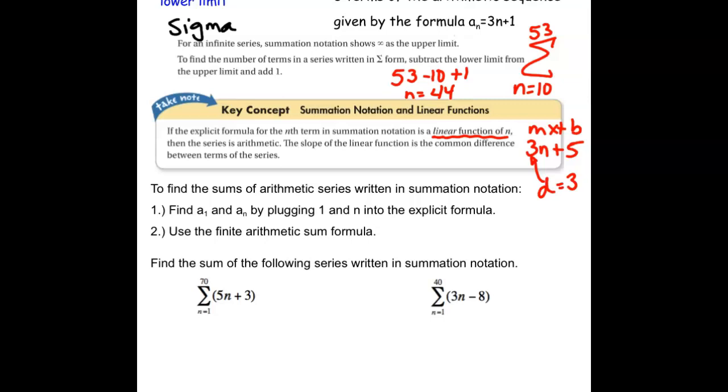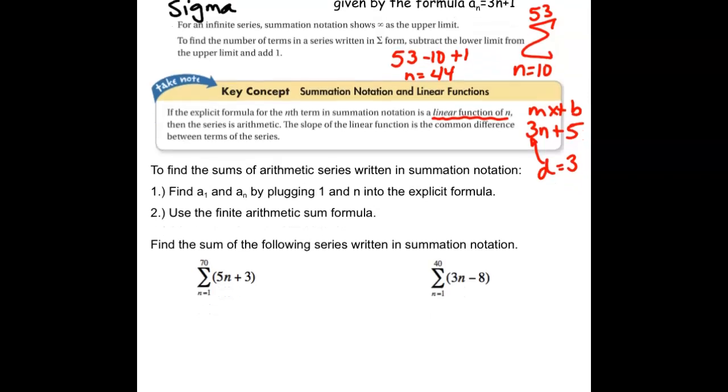To find the sum of an arithmetic series written in summation notation, find your first and last terms by simply plugging in a 1 and an n into our explicit formula. And then use our summation formula that we learned yesterday, S sub n equals n divided by 2 times the first plus the last, to figure out the total.